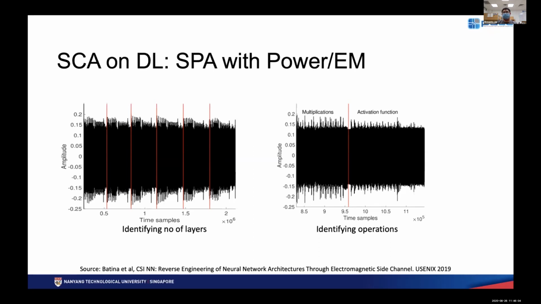Basically, for one node in the hidden layer, we can see how many multiplications are involved from the input. Then, after multiplication and summation, we can see the activation function operation involved. This activation function is the tanh operation, so we can see it's a bit longer than the typical multiplication operation. So by observing just the power or EM, we can clearly do SPA, and we can already get information regarding the architecture of the model.